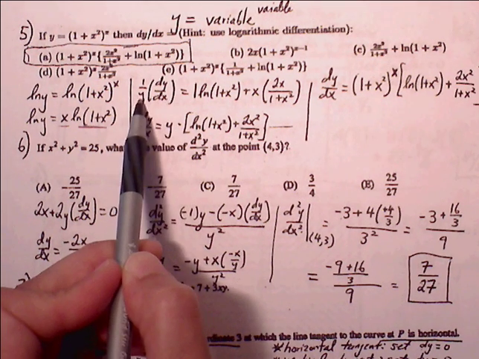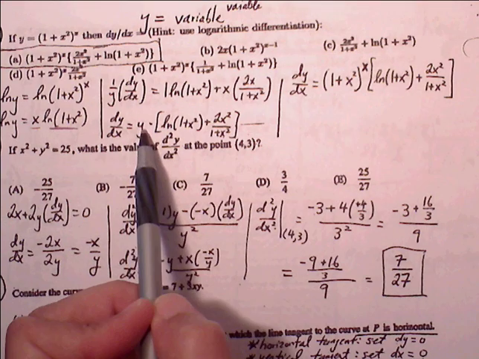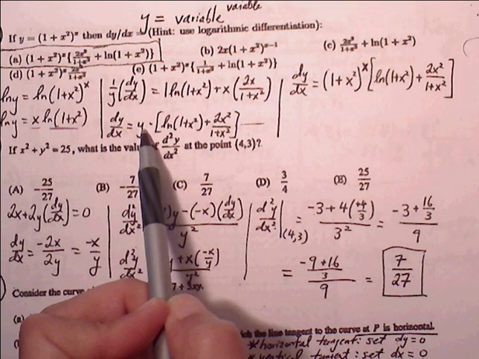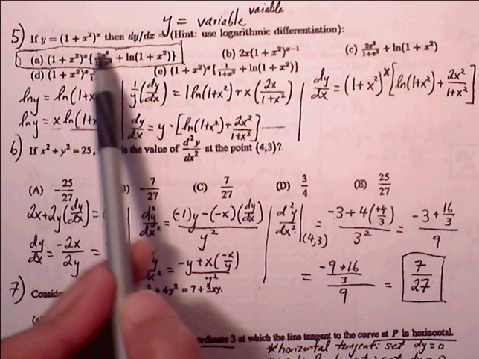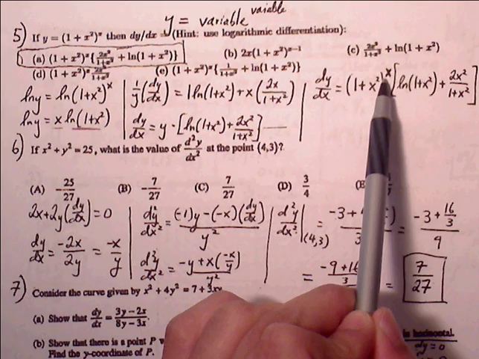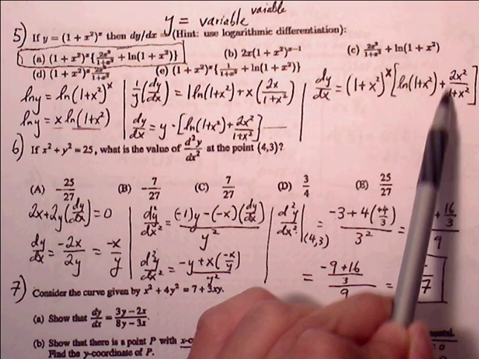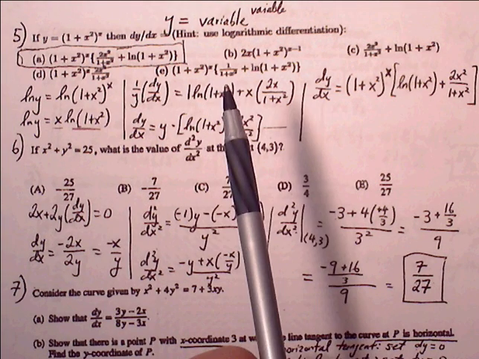So we'll multiply y on both sides and move the y over to the right side. And now we want to get y in terms of x, so replace y with the original equation in terms of x. That should help match one of the answer choices: (1 plus x squared) raised to the x times [natural log of 1 plus x squared plus 2x squared over 1 plus x squared]. So answer choice A.